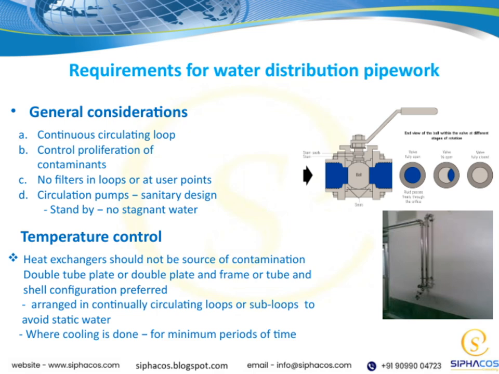Circulation pumps should be designed with sanitary standards in mind. Think of features that prevent stagnation and are easy to clean. Having standby pumps is also a good practice. They ensure there's no stagnant water when the system switches over or during maintenance. When it comes to water distribution pipework, general considerations include ensuring the pipework is designed to promote flow and minimize dead zones where water might stagnate. Proper pipework layout and maintenance are key to maintaining water quality throughout the system.